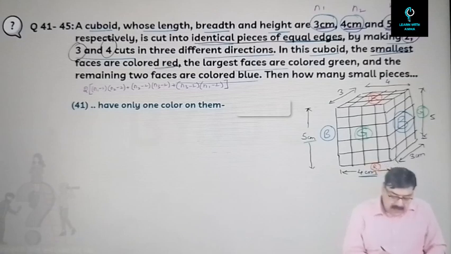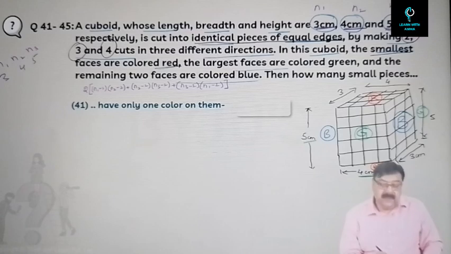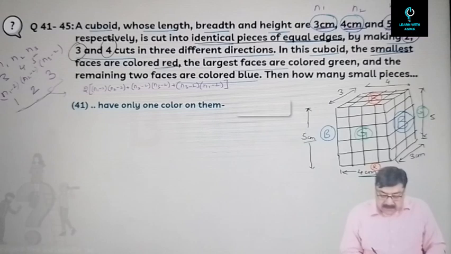So when we know that your N1, N2 and N3 are 3, 4 and 5, then your N1 minus 2, N2 minus 2 and N3 minus 2 shall become 1, 2 and 3. Now just substitute these values here. So it becomes 2 into (1 into 2 plus 2 into 3 plus 3 into 1). How simple is that?